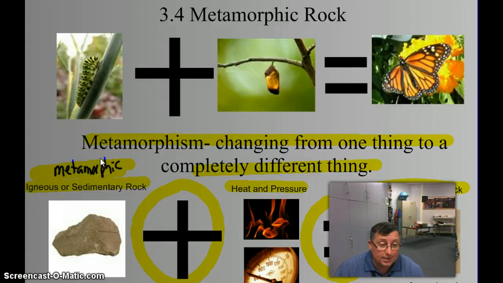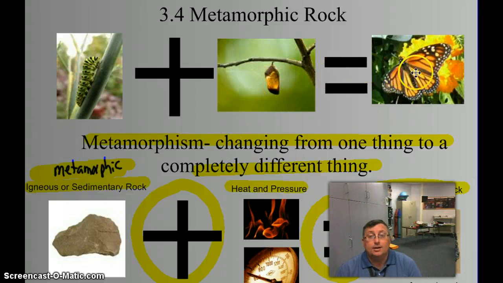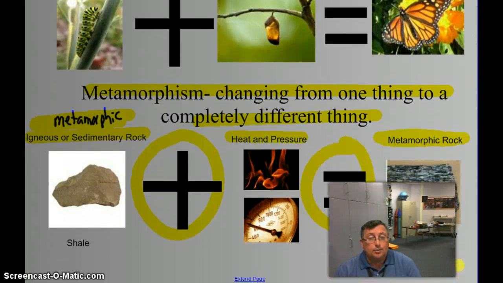We move on to the next section, metamorphic rocks. We've talked about in class, metamorphism is the changing of one thing to another. I kind of equate it to caterpillars, cocoons, or chrysalis, and turning into a butterfly. Over time, you take an igneous rock or a sedimentary rock or even a metamorphic rock, and you add heat, which is indicated in the flames, and pressure is this pressure gauge. Over time, it'll change it into a different metamorphic rock.